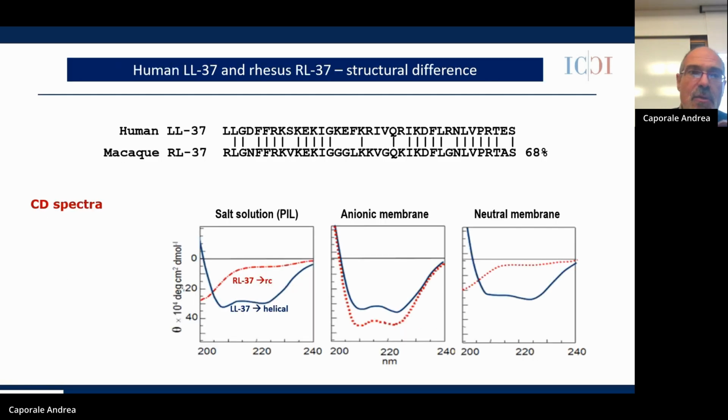I would say that human LL-37 and the rhesus cathelicidin, from Macaca mulatta, are very homologous, around 68–70%. But the structure obtained in different conditions, in solution, in the presence of anionic membrane and neutral membrane, is completely different. You can see in the spectroscopy that RL-37 is completely random in salt solution, whereas LL-37 is helical. Then in anionic membrane, both are in alpha helix structure, and in the neutral membrane LL-37 comes back to random coil, and for RL-37 we can see an equilibrium between the two forms.